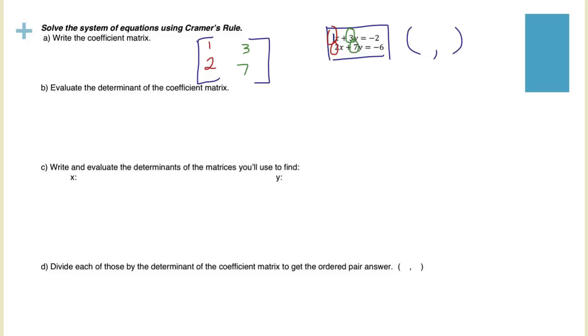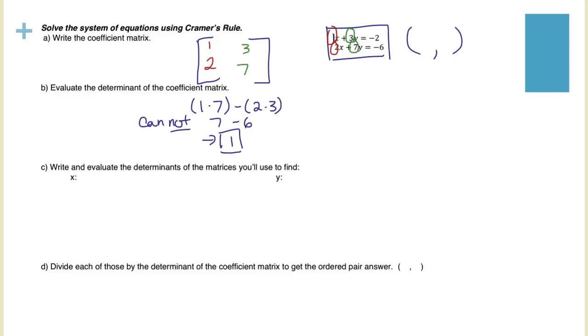And so we're going to do from the top left to the bottom right minus bottom left to the top right. 7 minus 6, 1. Okay, we're going to use that later. We're just going to let it sit there for now. But the big thing is, this cannot be 0.